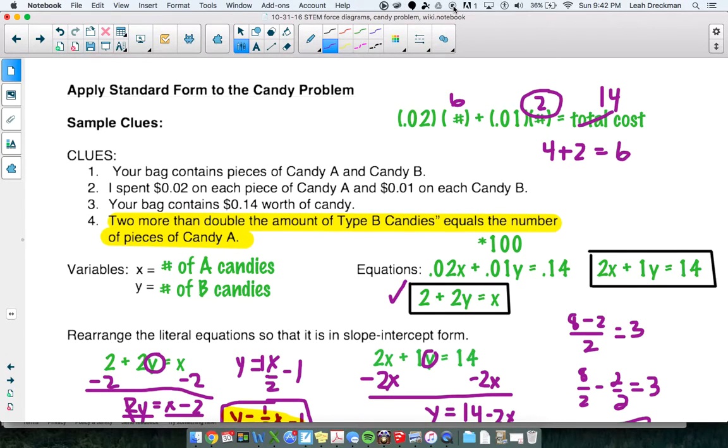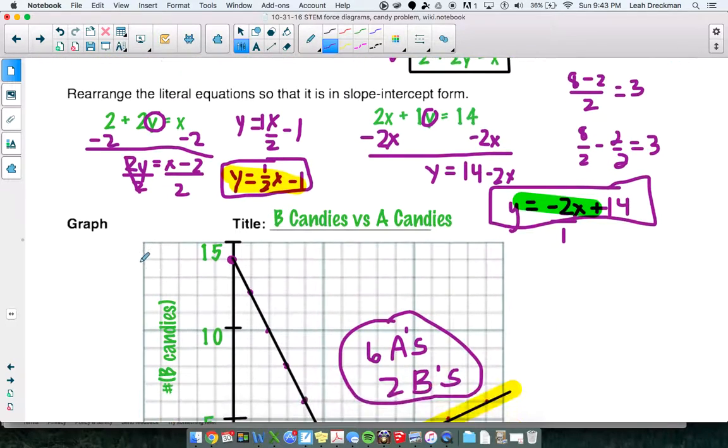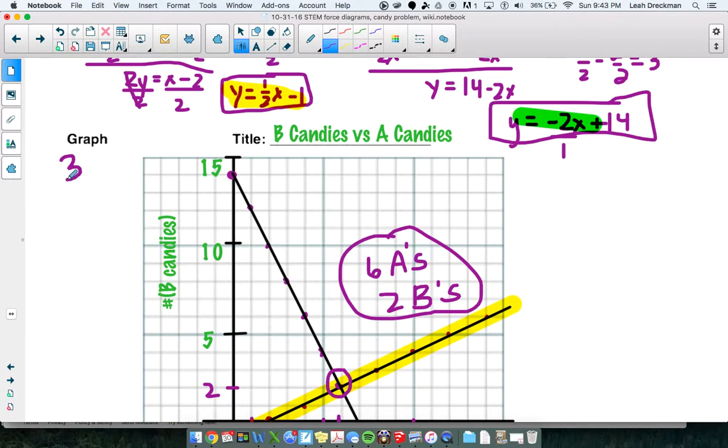Good job. Your job is to repeat the same process I did. Get your variables, write your equations, and graph. These 3 steps I just did. I'll even number them. Do this step, do this step, and do this step. All 3 of those things are your responsibility for the candy problem that you received. Let me know if you have any questions.